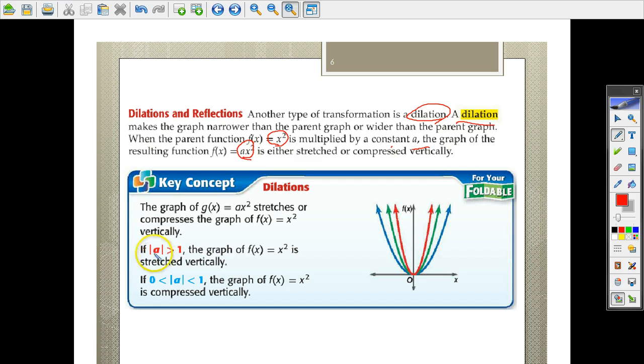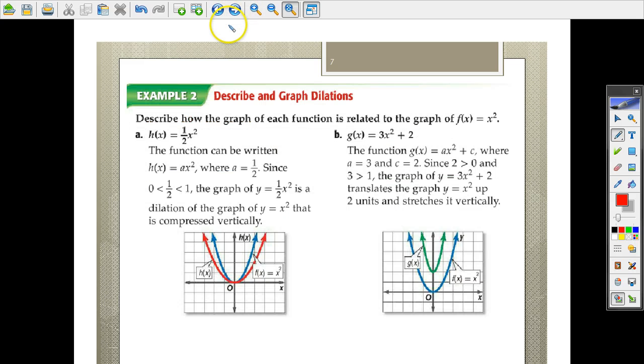In this case, when the absolute value of a is greater than 1, then it's going to stretch vertically. If you have a between 0 and 1, then it's going to be compressed vertically. What does that look like?